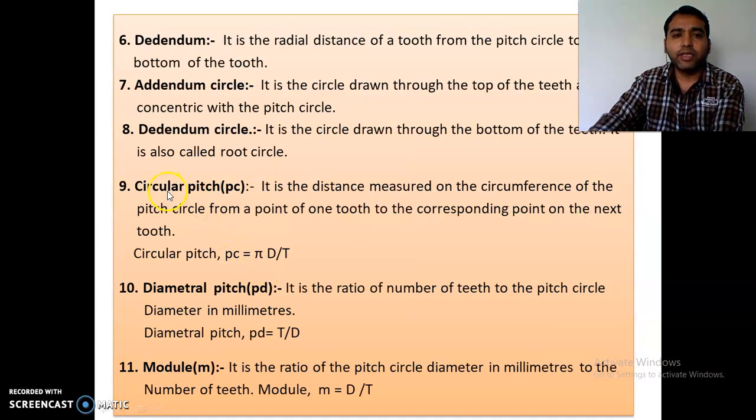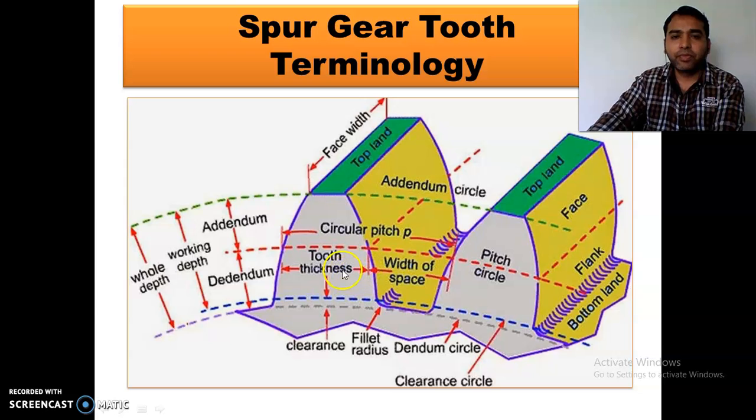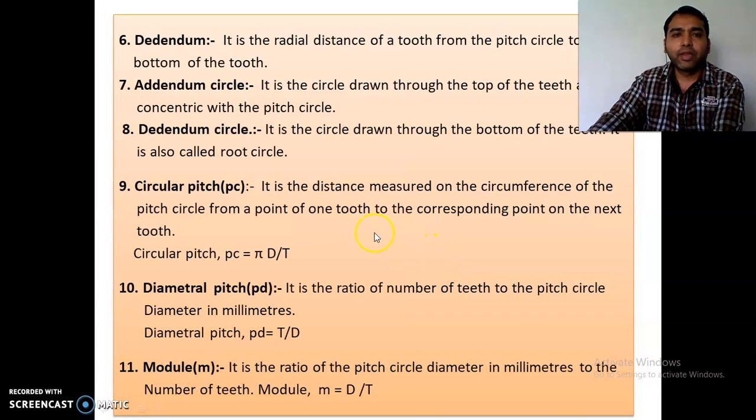Now circular pitch. It is the distance measured along the circumference of the pitch circle from a point of one tooth to the corresponding point of the next tooth. So here I will show you. This is the pitch circle, we want to measure along this pitch circle line, from the point of this tooth to the corresponding point of the next tooth. This distance is called as circular pitch. It is denoted by Pc = πD/T. This is the mathematical expression.